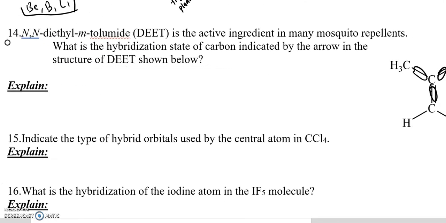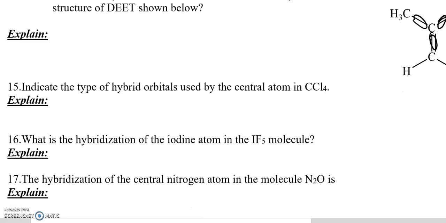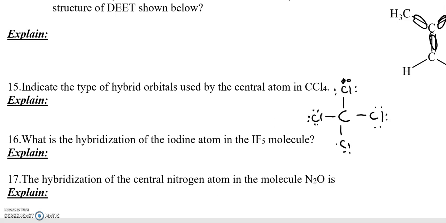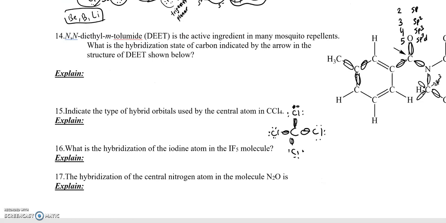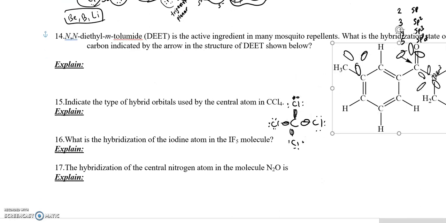Okay, so let's do 15. Indicate the type of hybrid orbitals used by the central atom of carbon tetrachloride. We have done this molecule already. I'm just going to draw it the way it is. Chlorine here. That's going to be the structure. So here we have 1, 2, 3 pairs of electrons around the central atom. If you have 4, it's going to be sp3, right?